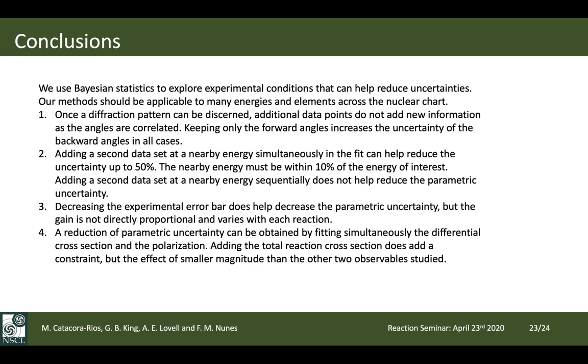Decreasing the assigned experimental error bar does help decrease the parametric uncertainty. But the gain is not directly proportional and varies with each reaction, as we saw in the table. And finally, a reduction of the parametric uncertainty can be obtained by fitting simultaneously the differential cross-section and the polarization. And adding the total reaction cross-section does add a constraint, but in a smaller magnitude than the other two observables studied.